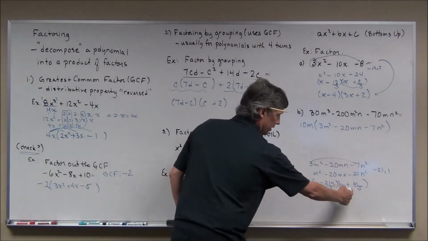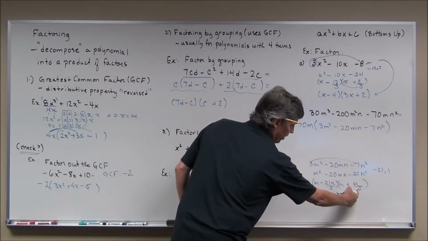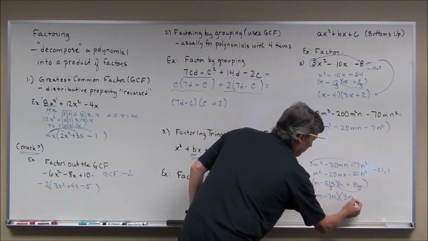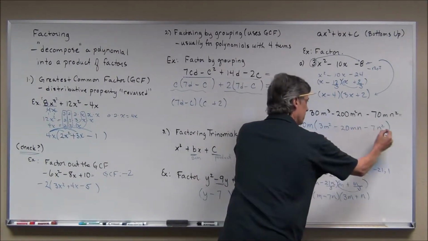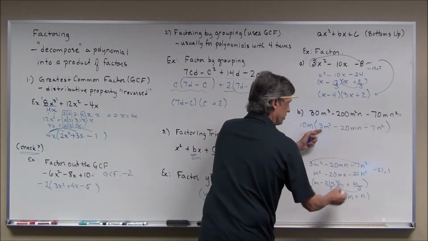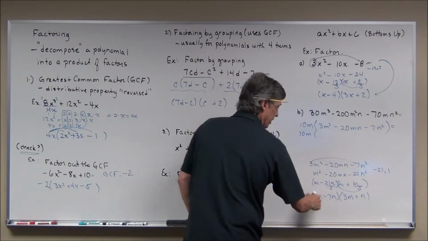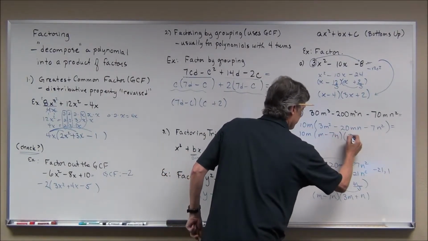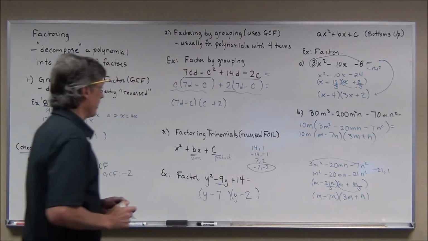But over here, this does not reduce, this does not divide nicely, so I'm going to do the bottoms up, bring the 3 out in front. The 3 goes in front of the m, plus the 1n or n, and that is what this factors into. So don't forget your GCF, and this is going to be 10m times m minus 7n and 3m plus n. Lots of practice to get good at factoring.